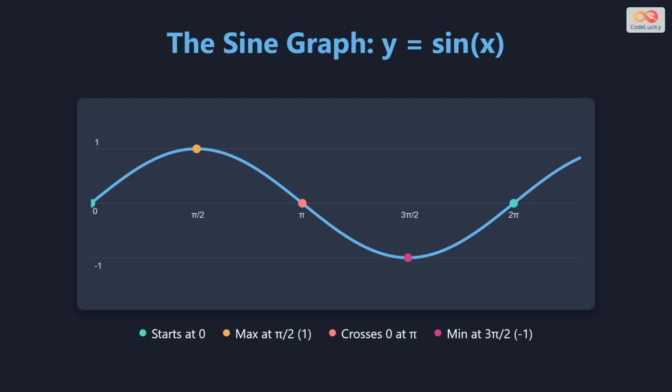Here is the classic sine graph. It starts at 0, rises to a peak of 1, crosses back through 0, drops to -1, and returns to the start. This entire shape is one cycle, which equals 2 pi radians or 360 degrees on a circle.